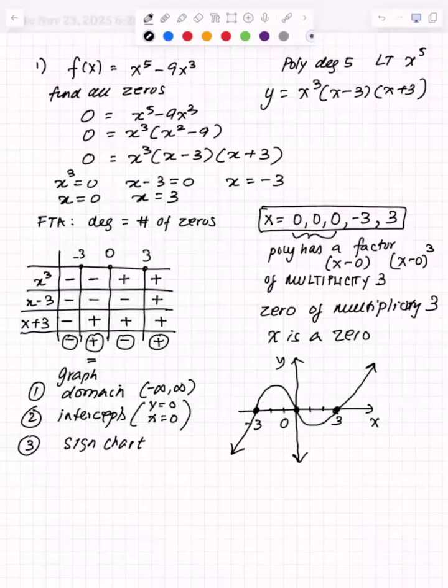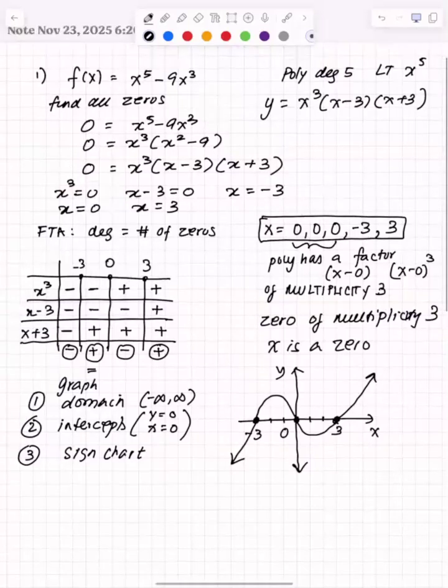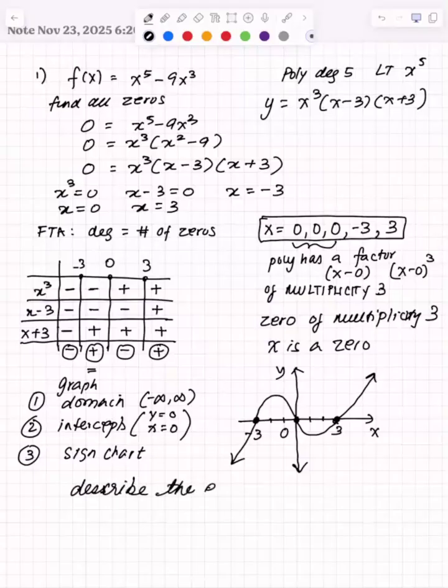and sketch the graph. But there is one thing in this sign chart that we're not discussing very clearly: we can ask the question, describe the end behavior of the function, of our graph.